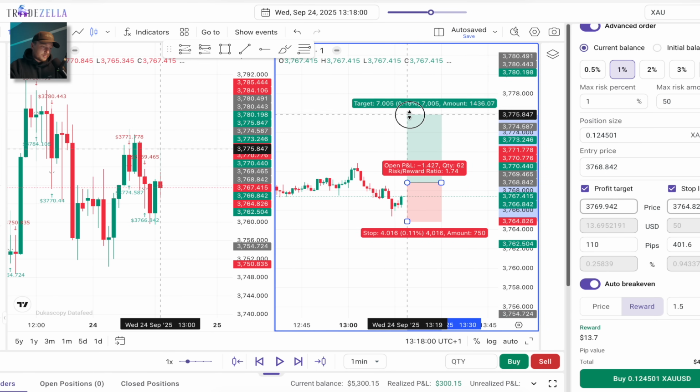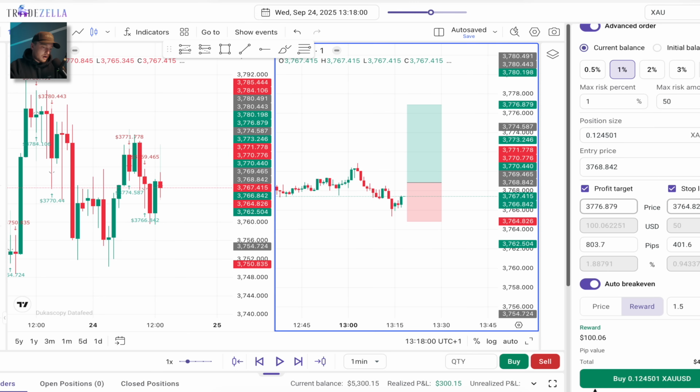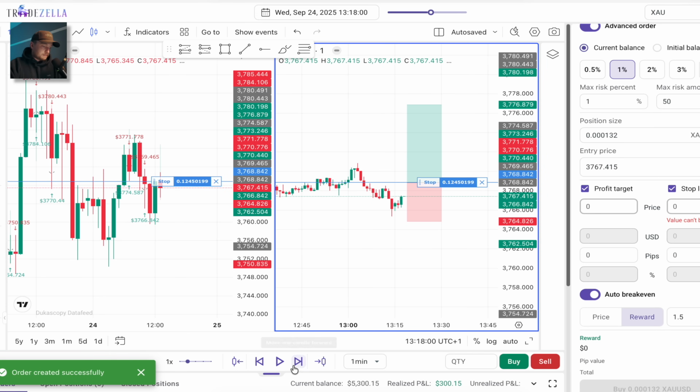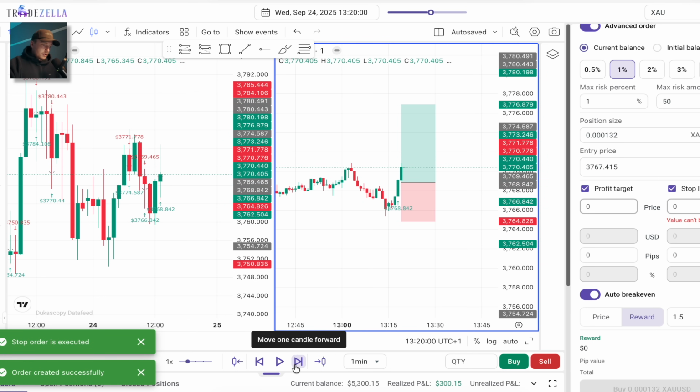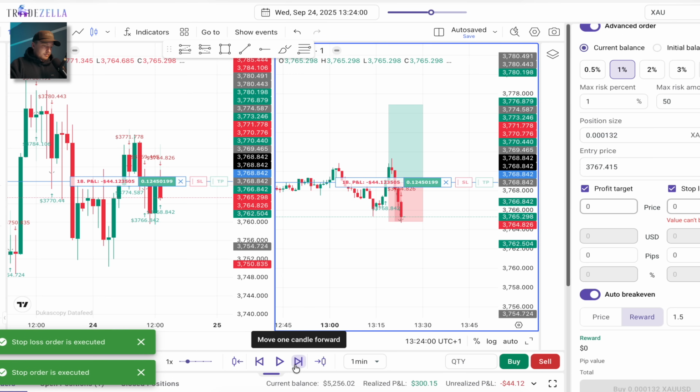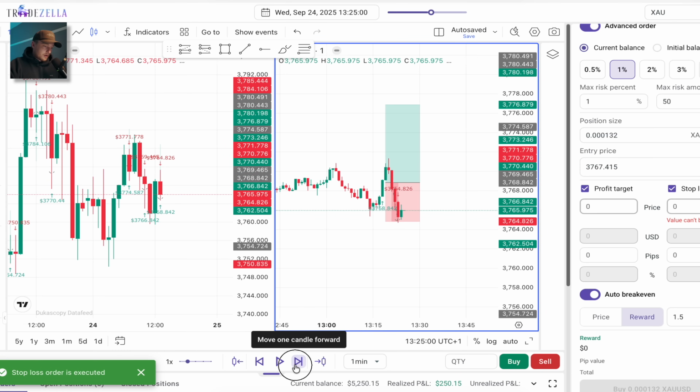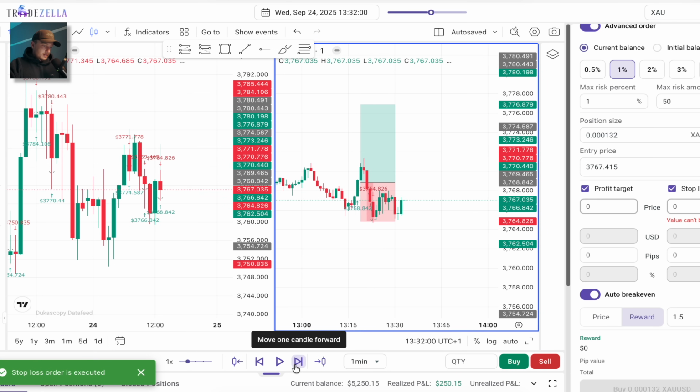Quite a big stop loss, but again, gold does move a lot. Put the buy order in. Triggered in, like I know we do get. Price comes back down and stops us out. There we go. I didn't know that happened. And let's just see what happens.